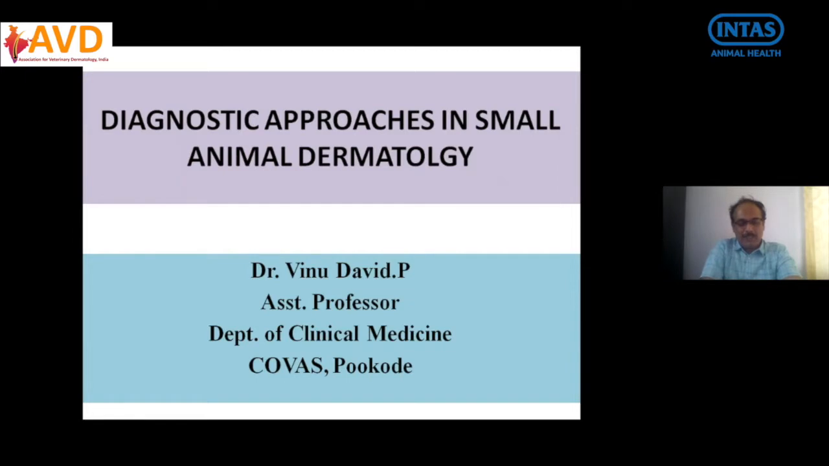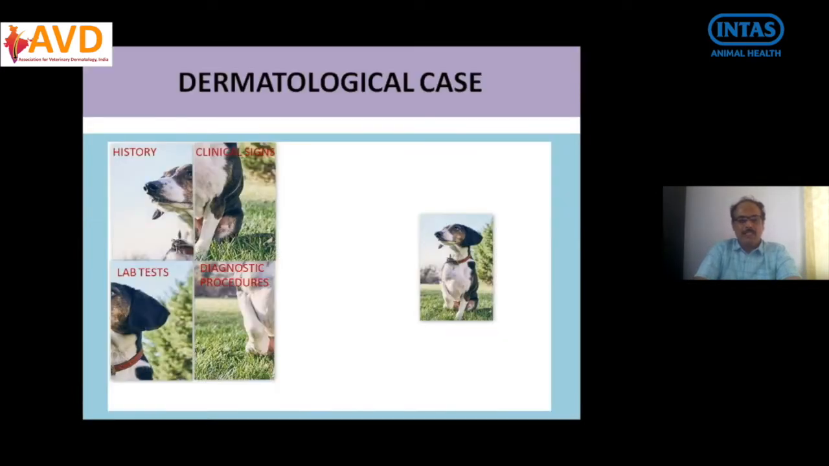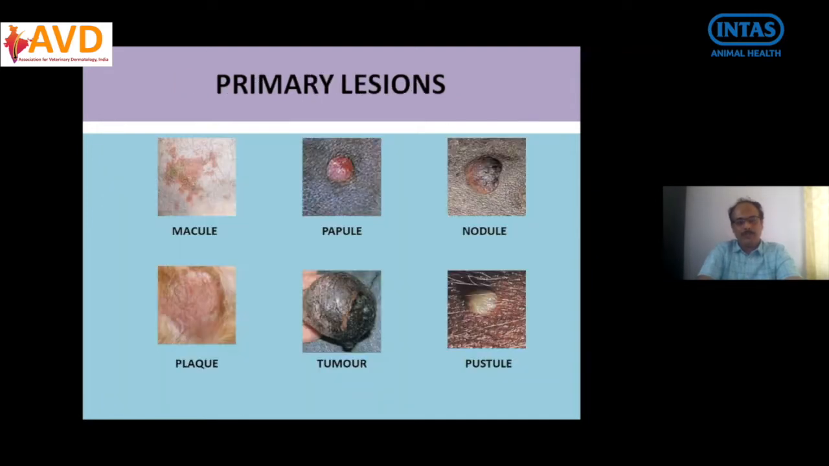Okay, sir. So today my topic of discussion is diagnostic approaches in small animal dermatology. Each dermatological case is just like a jigsaw puzzle, which consists of major pieces, especially history, clinical signs, lab tests, and diagnostic procedures. So you have to gather information from all these aspects, review it properly, and reach a definitive diagnosis for a perfect treatment. So a combination of all these factors is essential for a proper diagnosis.